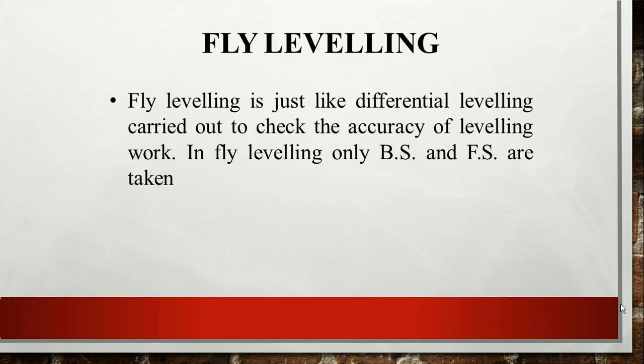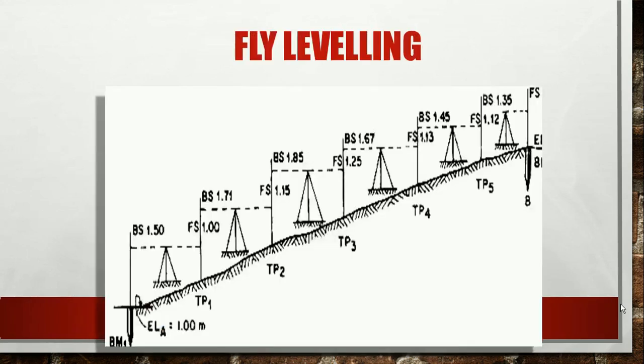Next is fly leveling. Fly leveling is just like differential leveling, carried out to check the accuracy of leveling work, right? In fly leveling, only backsights and foresights are taken. As you all can see, there is a benchmark and the point B, right? And you have to carry out the leveling operation. For that you have to change the position of the instrument at different points by taking backsights and foresights, right? There are no intermediate sights in fly leveling, right?